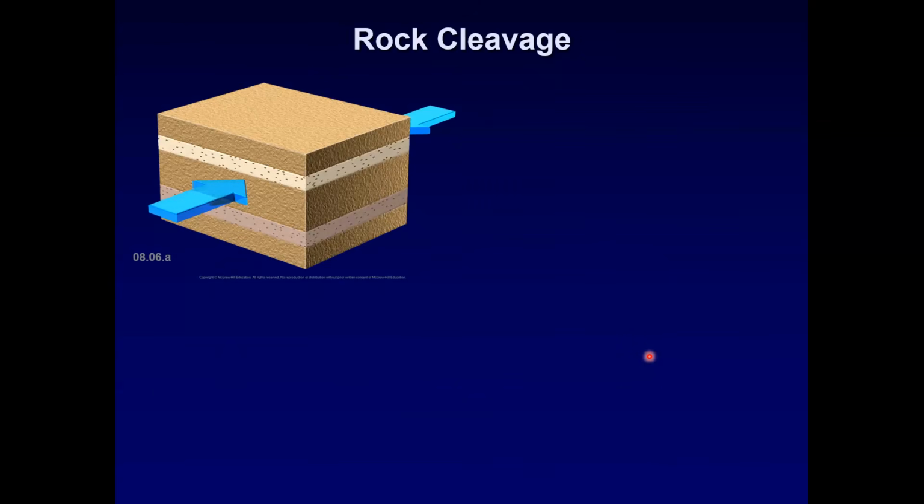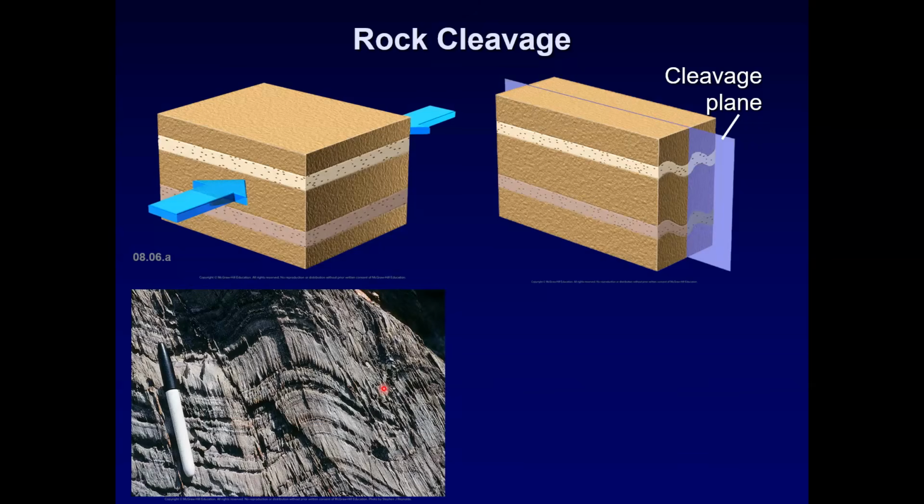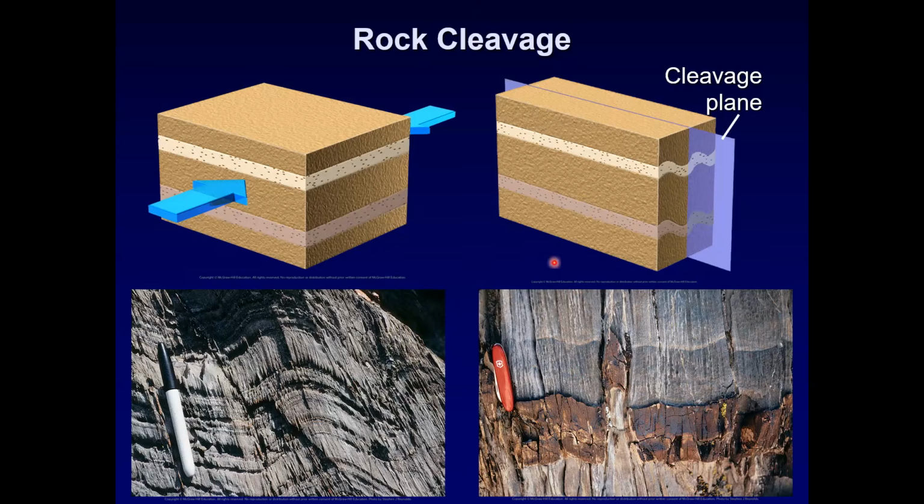Now we learned about mineral cleavage. This is rock cleavage. We have stress applied to a rock that causes it to shorten and develop features. So here we have a cleavage plane. It's not mineral cleavage, it's rock cleavage. So it develops these features perpendicular to the direction of shortening, and we call that rock cleavage. This is what it might look like in an outcrop. This as well. So we see these sort of linear features, and that's due to stress that's applied.